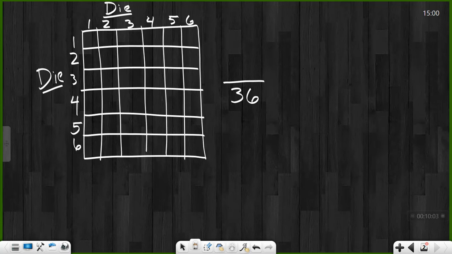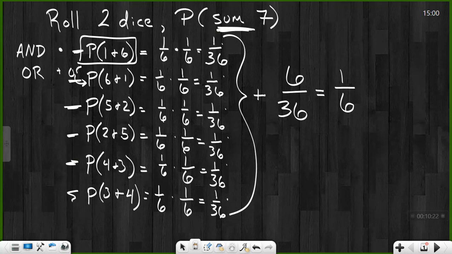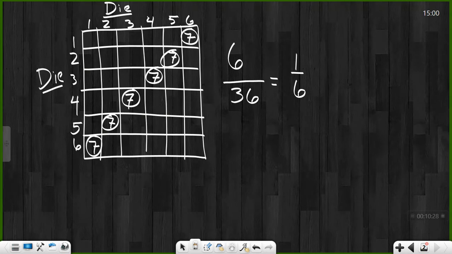How many of these will add up to get 7? Well, 1 plus 6 is 7, 2 plus 5 is 7, 4 plus 3, 3 plus 4, 2 plus 5, and 1 plus 6. So 1, 2, 3, 4, 5, 6 of our possibilities add up to 7, giving me 1/6. Notice, that's the exact same thing we saw here. Each one of these combinations was just 1 out of the 36 squares, and there were 6 of them that added up to that.